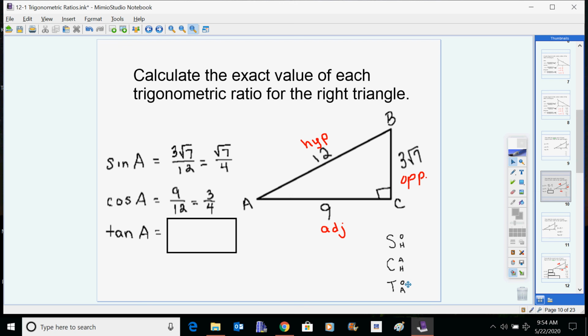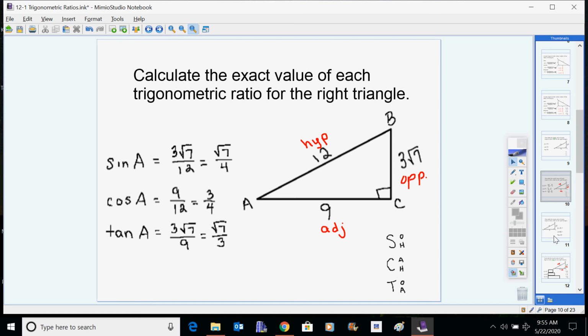Tangent, opposite over adjacent, opposite over adjacent. 3 square root of 7 over 9. These labels make it super easy. Look for things to reduce. The 3 and 9 can reduce to 1 and 3, and you end up with the square root of 7 over 3. This is your answer. That is your trig ratio for these different values.